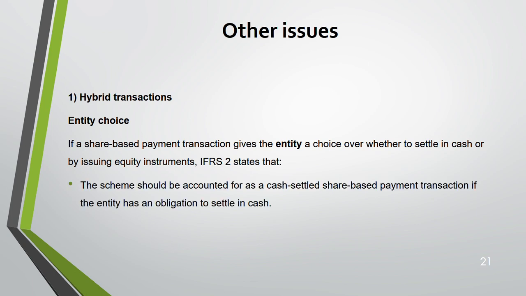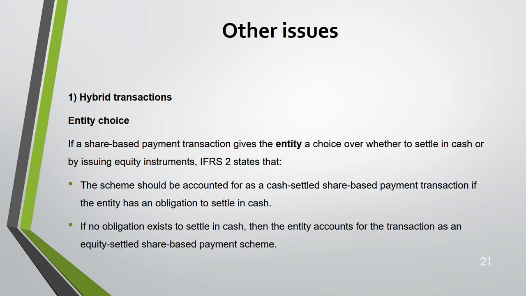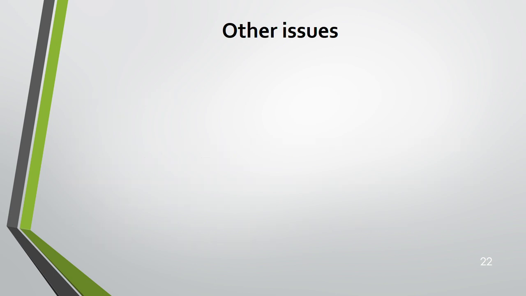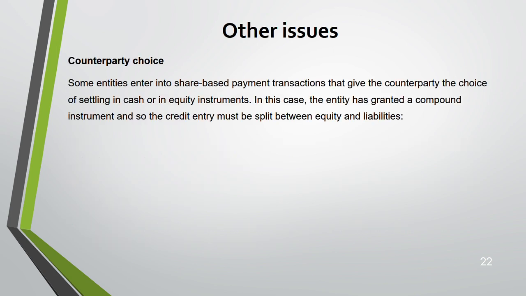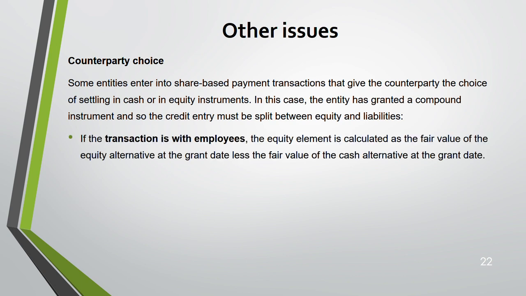If entity has an obligation to settle in cash, it's cash settled. If no obligation, it's equity settled. This is simple. But if the counterparty has the choice, then it's a compound instrument. You have to split the equity and the liability. That is the credit entry. Okay, how do you do that?